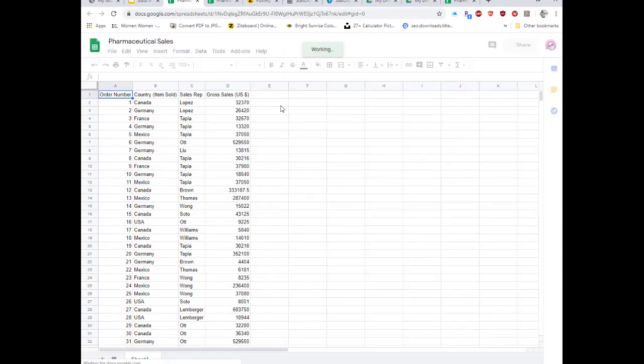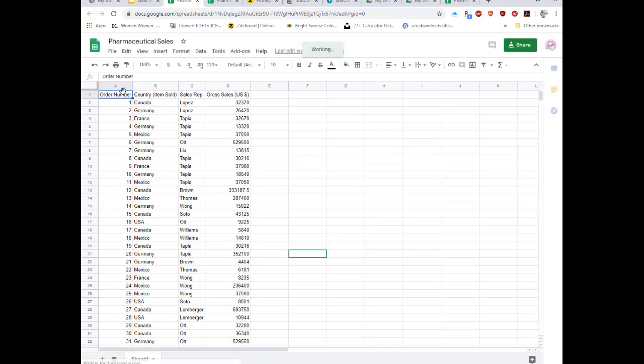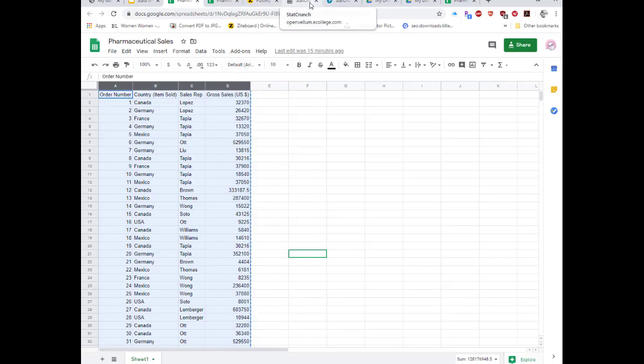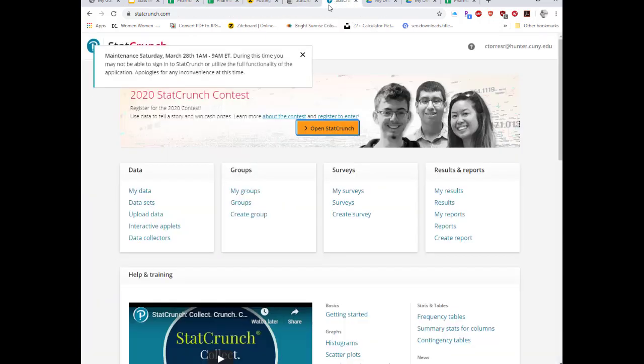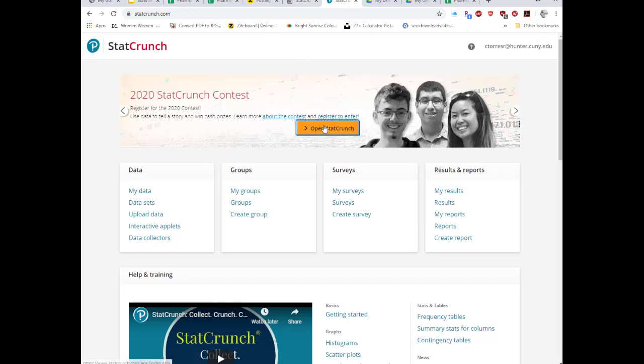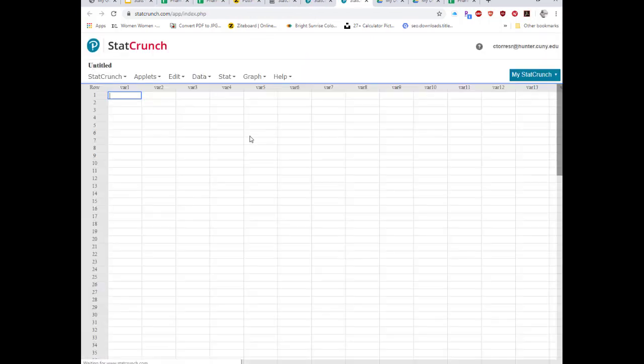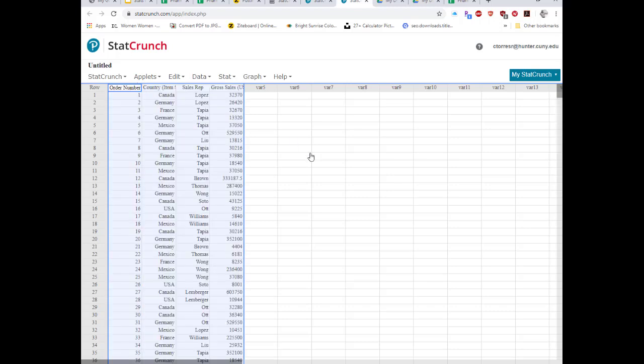Here's the pharmaceutical sales data. Notice it has the order number, the country where the item was sold, the sales representative, and the gross sales. We're going to take all this information, copy it, and put it into StatCrunch. I can open StatCrunch and paste it in here.